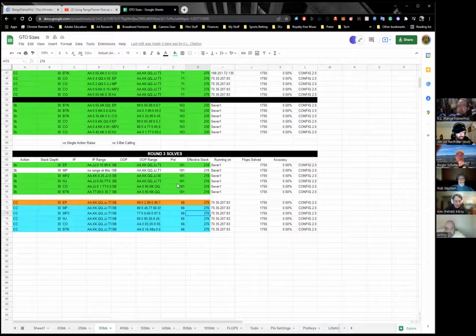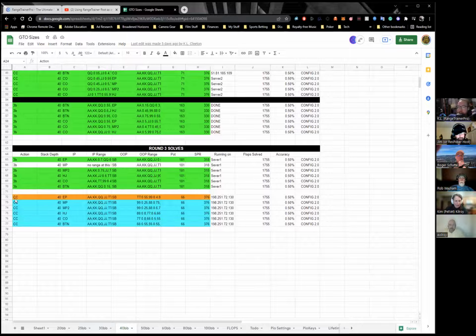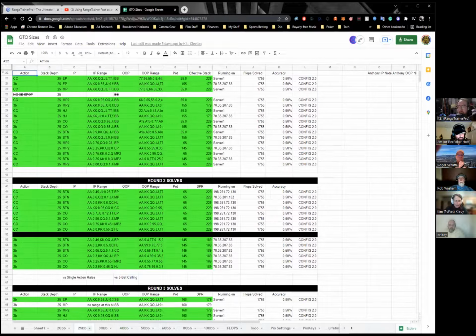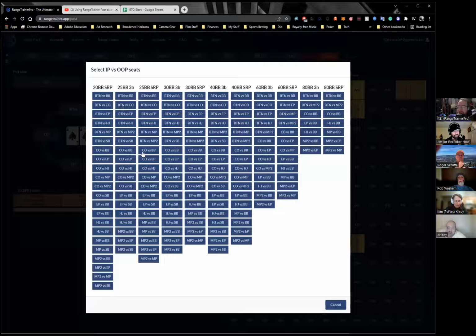If it's green, that means it's now available on the website, good to go. And you can see those are a lot of 40 big blind small blind spots. 40 blinds is very similar. But at 25, we do have a few available, and I believe we can load out the 25 and then see if there are any differences.